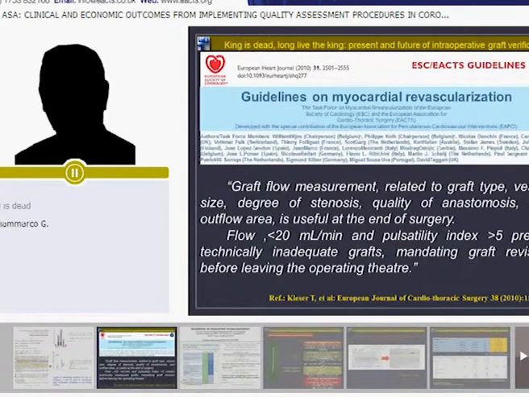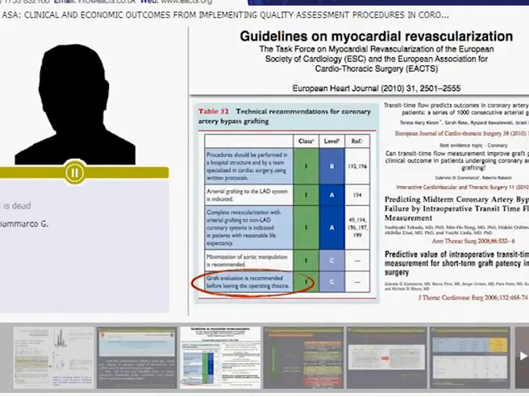that stated that the mean graft flow should be over 20 milliliter per minute and the pulsatility index should be lower than 5, to assess the good patency of the graft intraoperatively. And this evidence is so important that the recommendation of flow graft evaluation in the operating theater is put on a class 1 and level of evidence C, in spite of several papers published in the literature. There are many more than 100, starting from the beginning of the experience with transit time flow measurement.